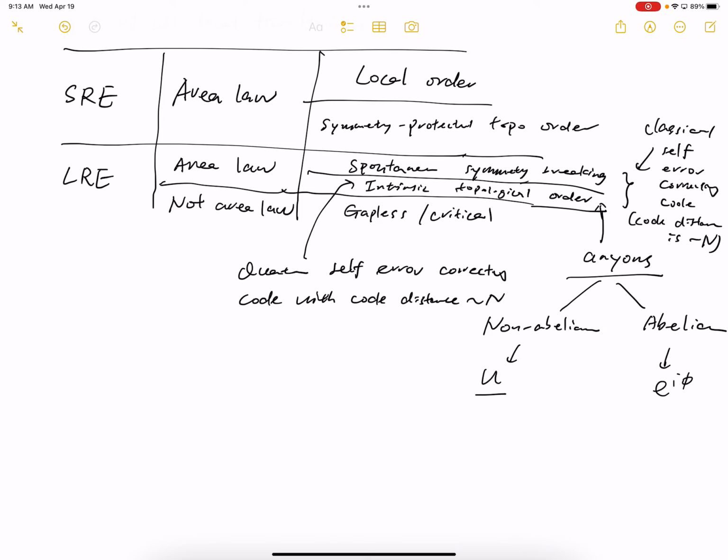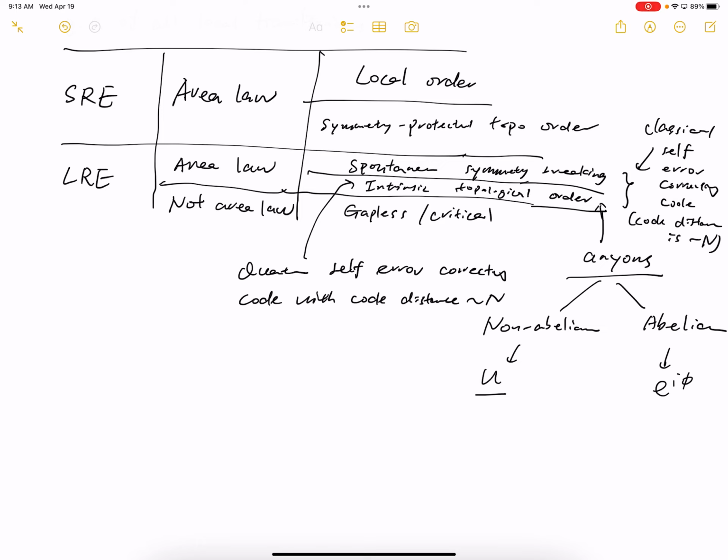Yeah, and I use the word self-error correcting code. It's just in the sense that you actually don't need to do any active correction. Sometimes this is also called passive error correcting code. It means the same thing. So you just don't need to do quantum gates to correct the errors. You don't need to do anything. The information is just automatically protected under local perturbations. So if you just have some local errors, it's fine.